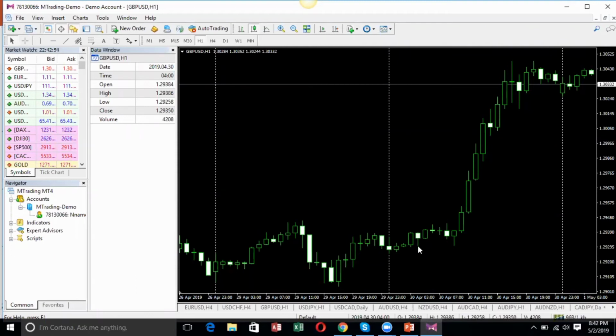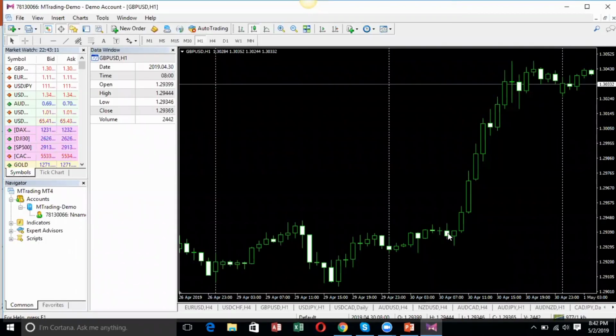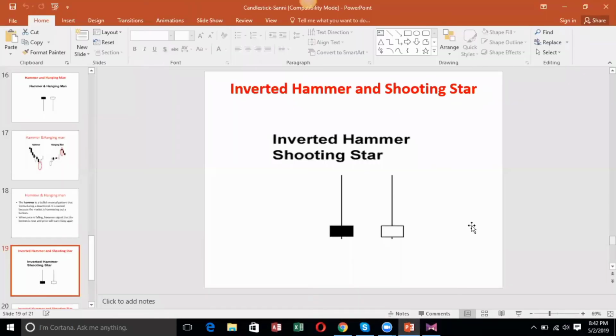Sorry, this is a hanging man. Forgive me. This is a shooting star. Look at it. It's a sell candle that has this shape. Can you see? This shape that is a sell candle is what? A shooting star. While this shape that is a buy candle is what? A hanging man. This is it here.